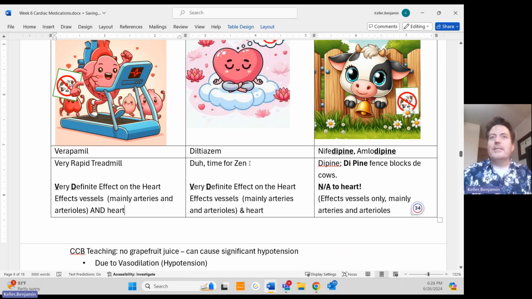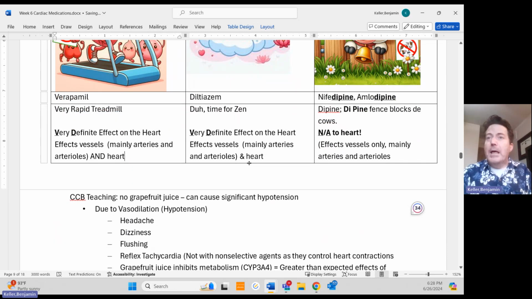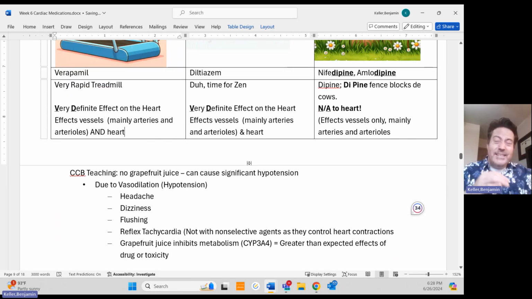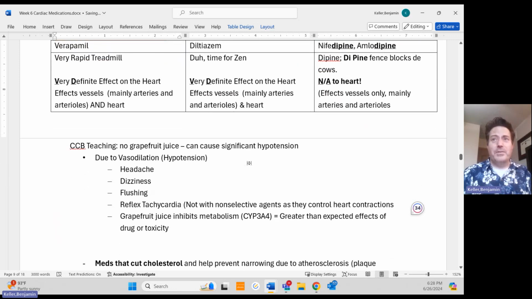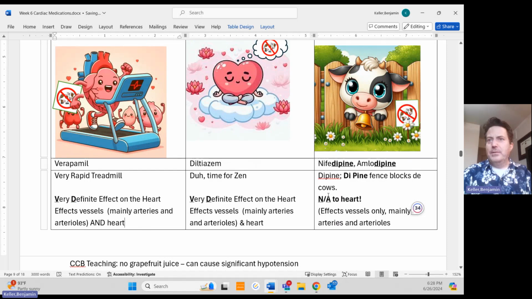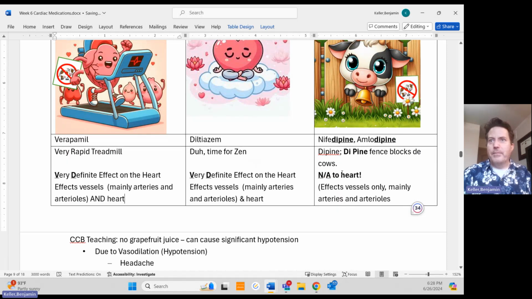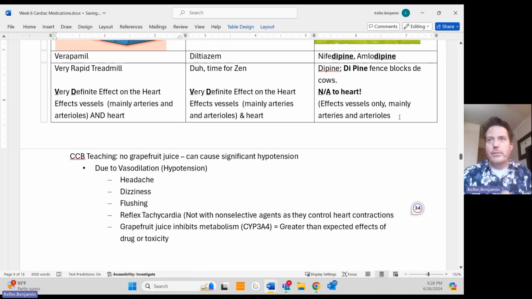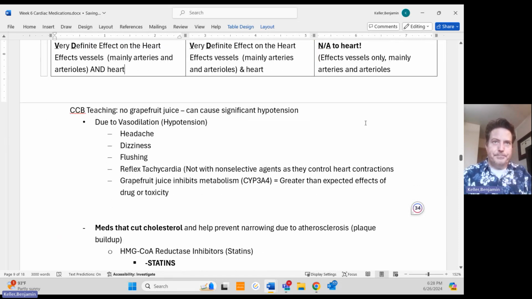Now then we've got diltiazem. Duh, it's time for Zen because the heart's all hot and bothered. It's crazy. You gotta slow it down. Has a very definite effect on the heart. Then you have nifedipine and amlodipine, and that's the pine fence that blocks the cows, and that's NA to the heart. It's not applicable to the heart for nifedipine and amlodipine. So now you know those only work on the arterioles and the arteries.